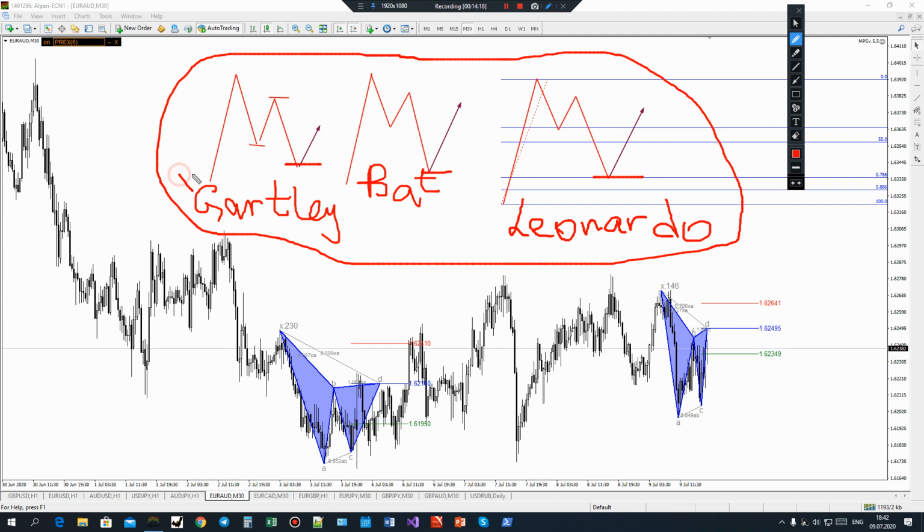So if we remember the labeling, this is X, A, B, C, and D. What is important here is the ratio of the B, the ratio of the C, and the ratio of the D. Because depending on the B and C ratio, you decide what would be your D point ratio. So there are at least 3 variables in this equation. The combination of these possible variables will give you pattern variations.